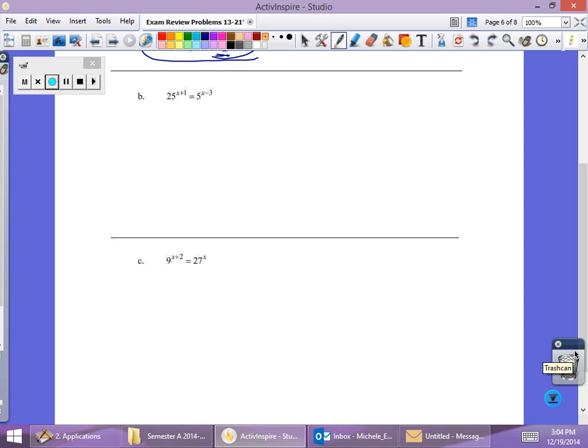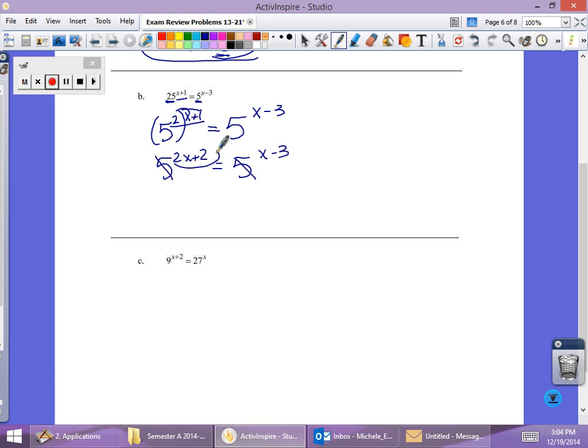All right, problem B. I see that my right-hand side has a base of 5, and I know that I can also make 25 have a base of 5. So 25, if I rewrite it, will be 5 to the second power. I still have the exponent of x minus 1, and that's equal to 5 to the x minus 3 power. If I multiply these exponents together on the left, distributing to both, I will get 2x plus 2, and that is equal to 5 to the x minus 3. And again, when the bases are equal, the exponents must be equal.